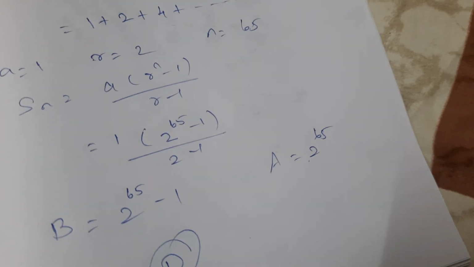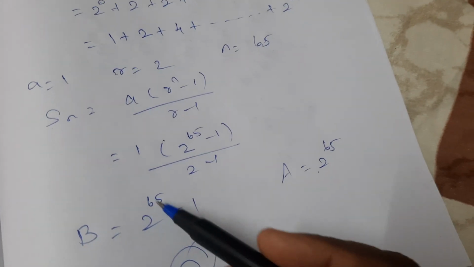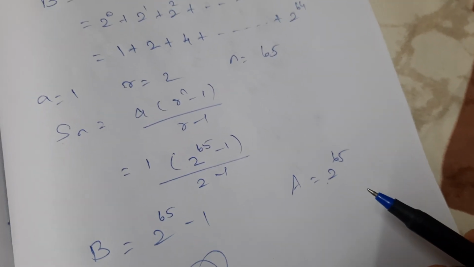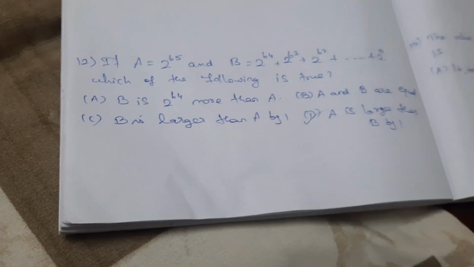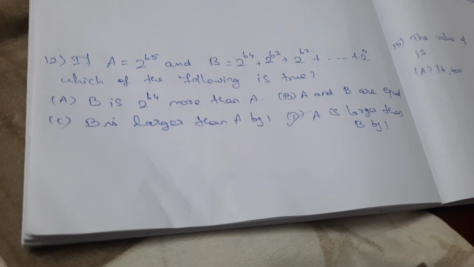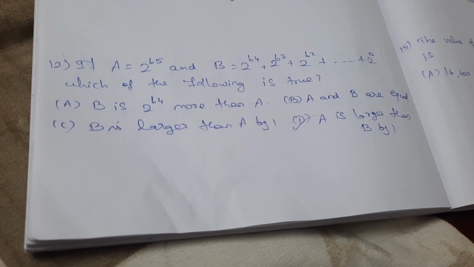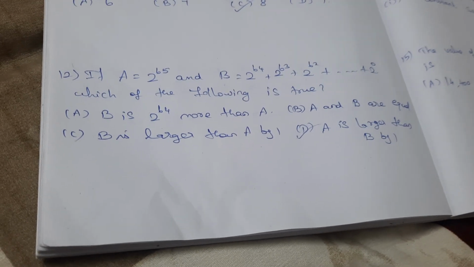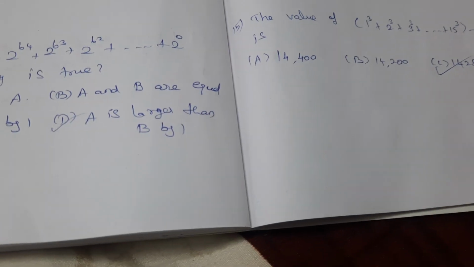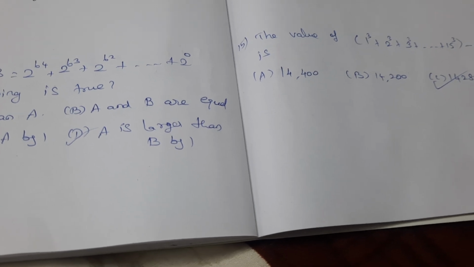So A is larger than B by 1, here minus 1. So here 1 is greater. Okay, so the options. A: B is 2 power 64 more than A. No. B: A and B are equal? No. C: B is larger than A by 1. No, less than 1. So option D, A is larger than B by 1, that is the correct value. Okay, next sum.